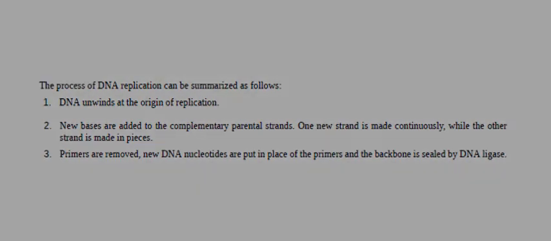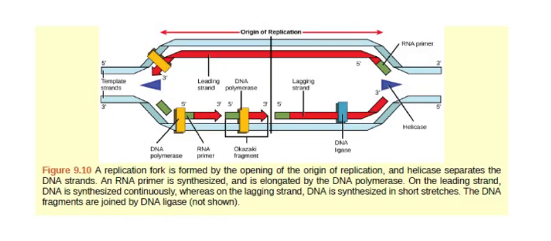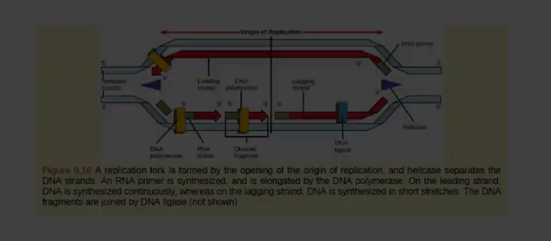DNA ligase. Figure 9.10. A replication fork is formed by the opening of the origin of replication, and helicase separates the DNA strands. An RNA primer is synthesized and is elongated by the DNA polymerase. On the leading strand, DNA is synthesized continuously, whereas on the lagging strand, DNA is synthesized in short stretches. The DNA fragments are joined by DNA ligase.